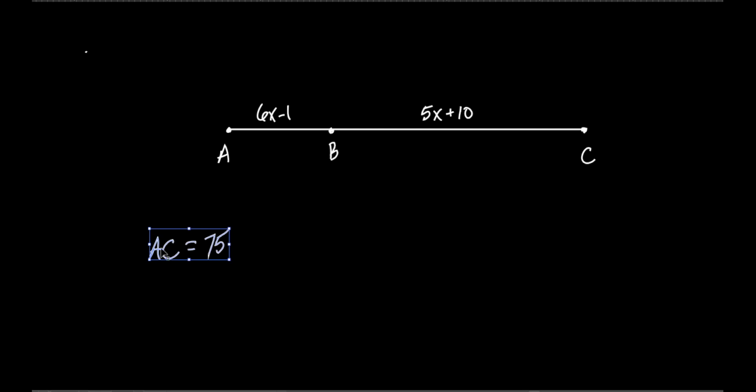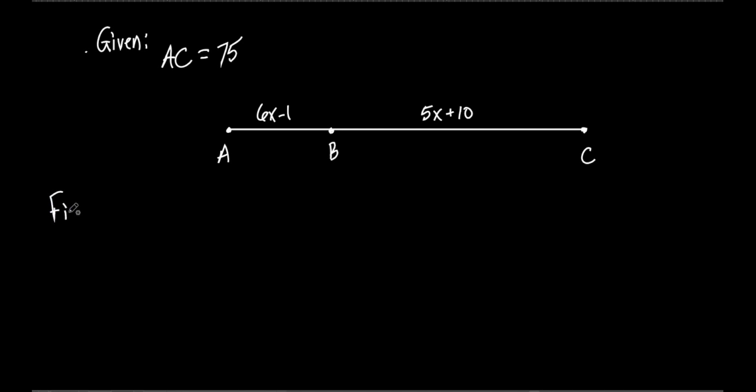So this is what they tell you. A lot of times they might use the word given. You'll see that from time to time. It's given that AC is equal to 75. What you want to do is you want to find AB, you want to find BC, and you already know AC. So that's what they're going to ask you to do. They're going to ask you to find AB, and they're going to ask you to find BC.